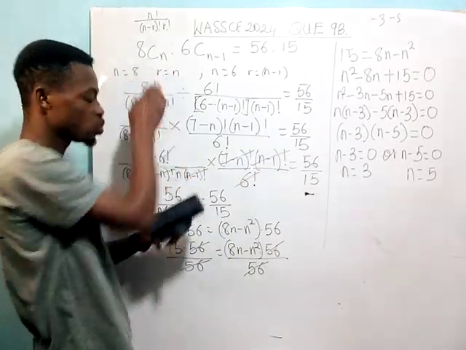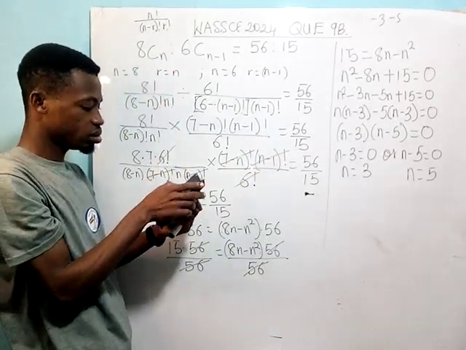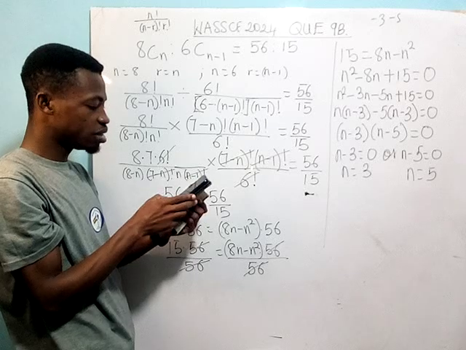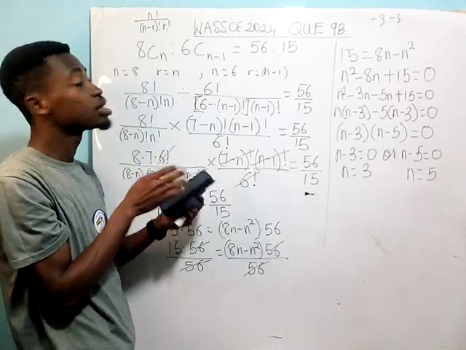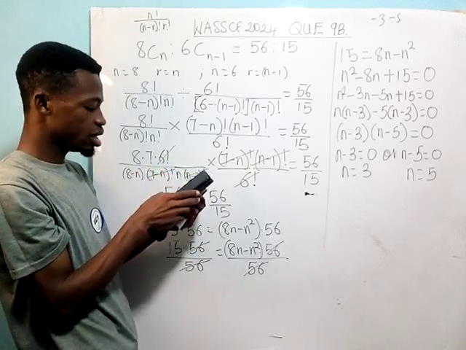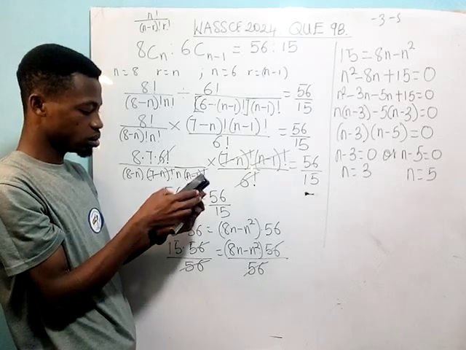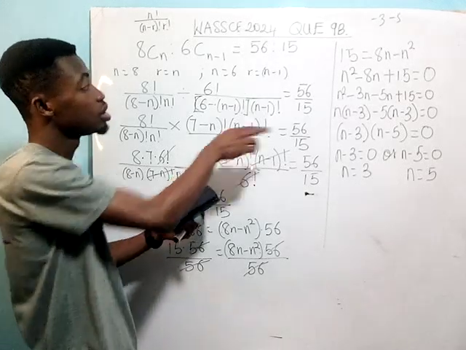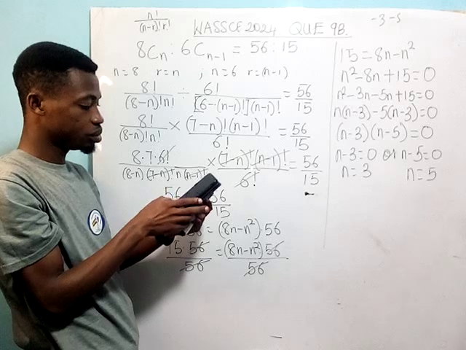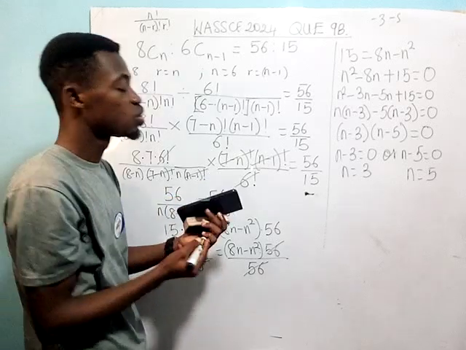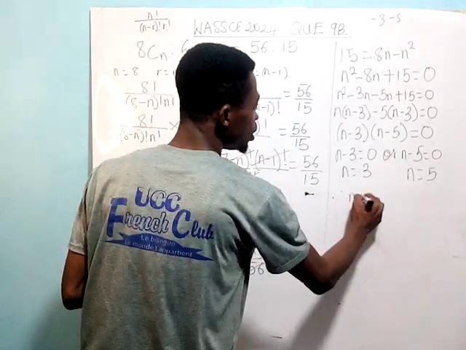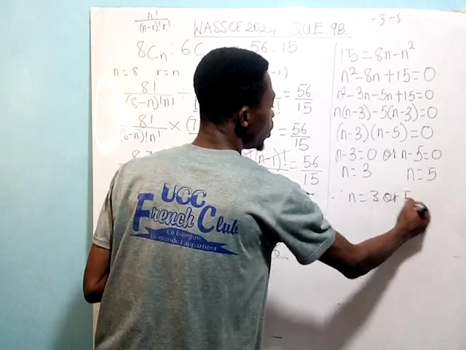Let's use 5 as well. 8 combination 5 gives us 56. Then 6 combination 5 minus 1 is 4, gives us 15. So therefore, n is equal to 3 or 5.